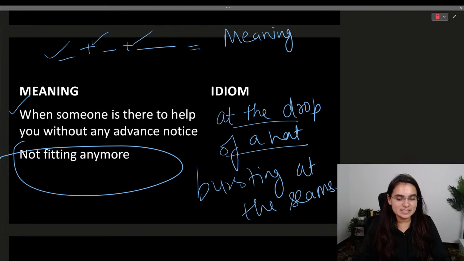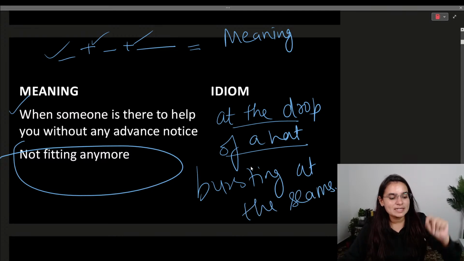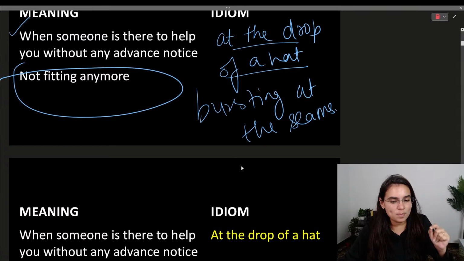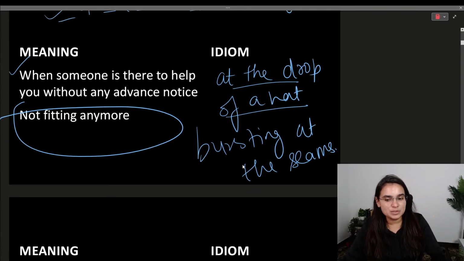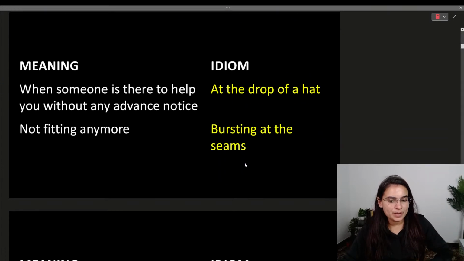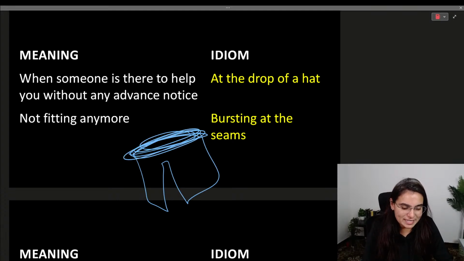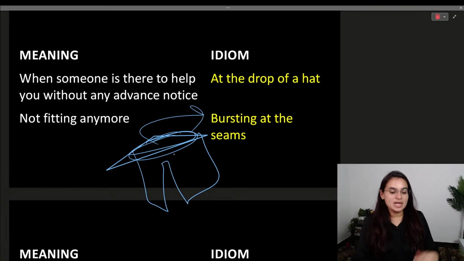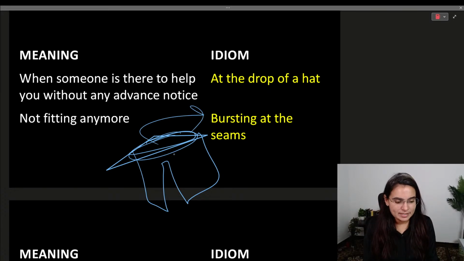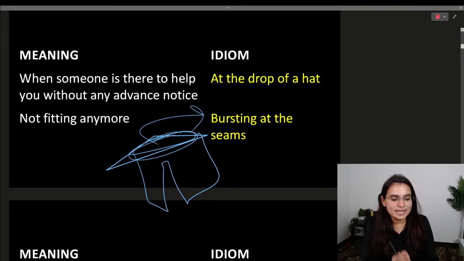Bursting at the seams. It simply means that I have eaten so much today, my jeans are bursting at the seams. Seams means the boundary. Let's say this is your jeans and the jeans are not fitting here. This is called bursting at the seams. I am so full today that I'm bursting at the seams.